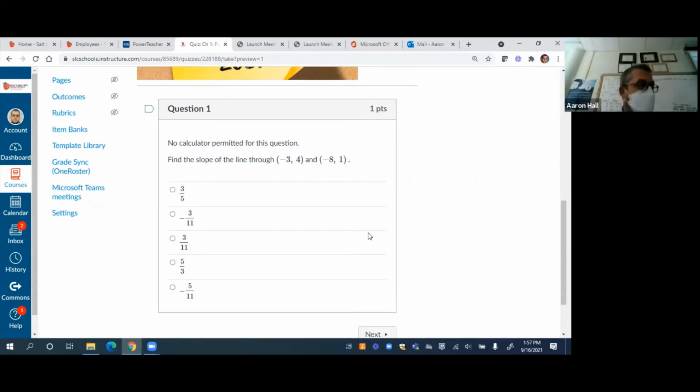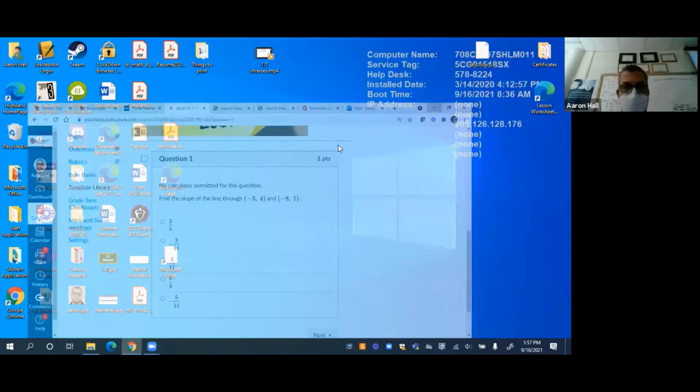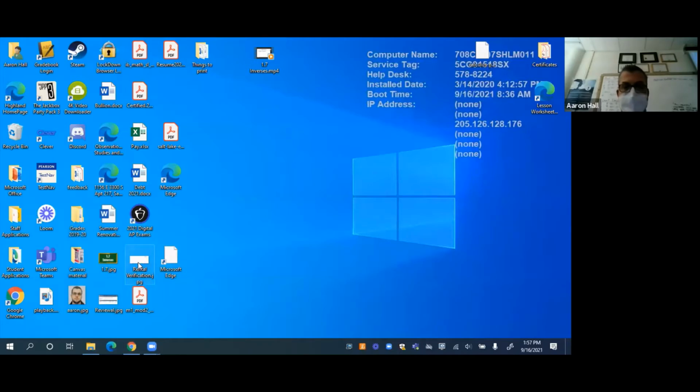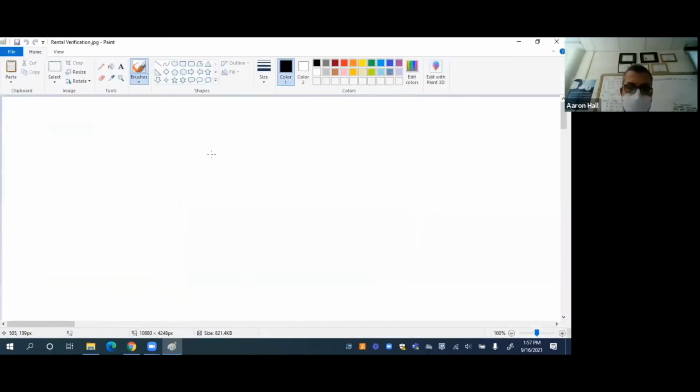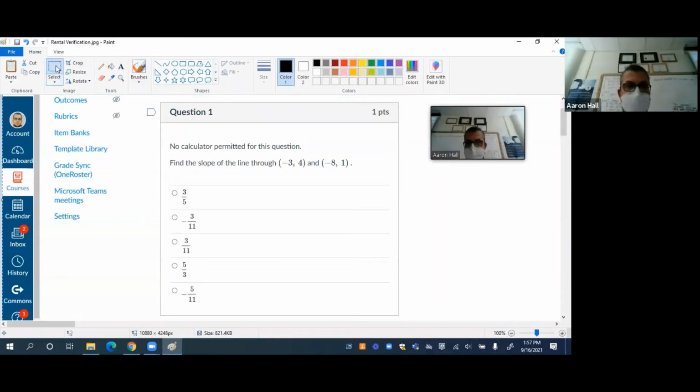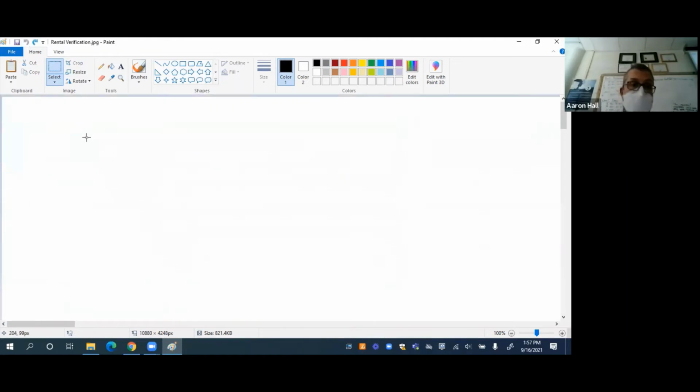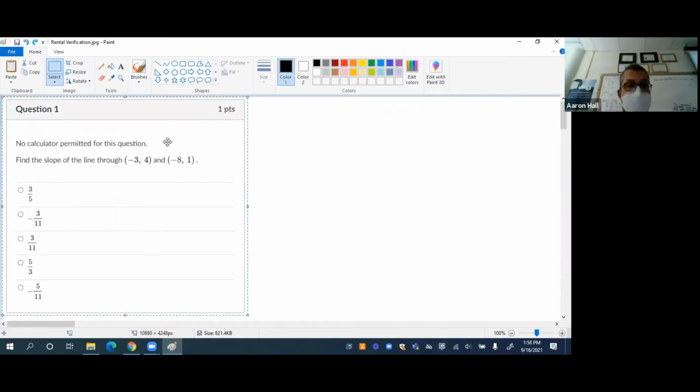How do I do it? Sasha, how do I find the line that goes through these 2 points? It does say here, no calculator permitted for this question. I think that's definitely one possibility, but it doesn't say we can use a calculator.